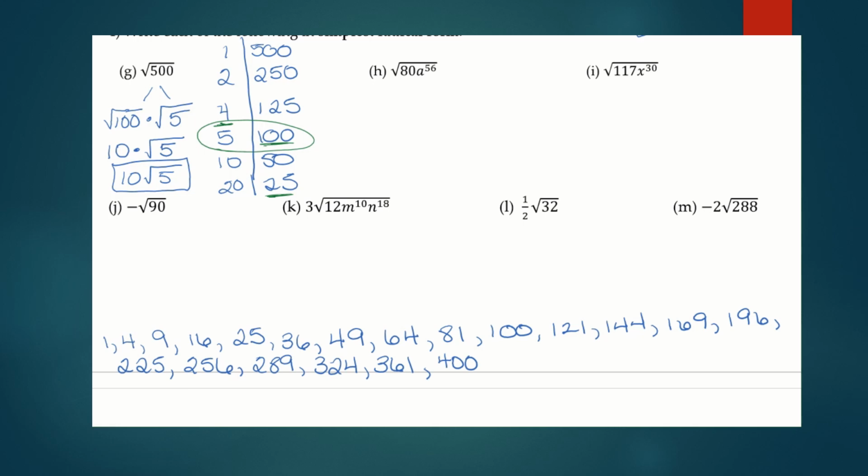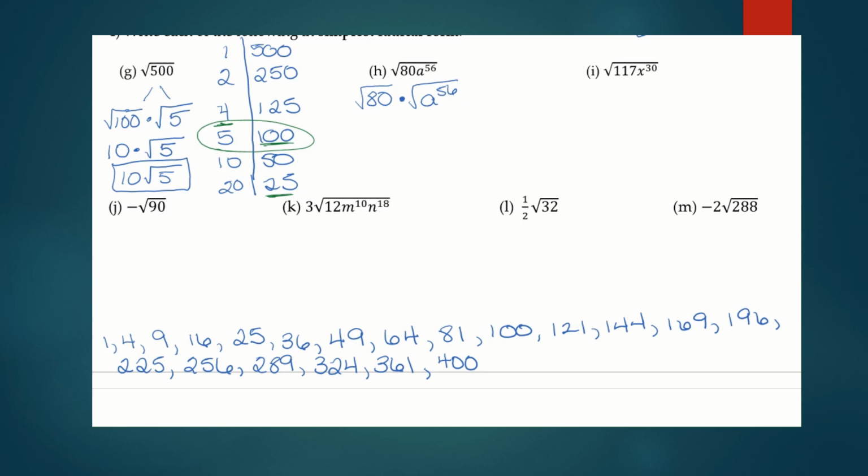All right, so looking at H, square root of 80 times a to the power of 56. So let's start. I'm going to break this apart a little bit, and I'm going to take the square root of 80 and put that underneath its own square root, multiplied by the square root of a to the 56th power. So right now I'm just separating all the multiplication that's taking place so that I can work with each term separately to see if I can simplify them each separately, and then we'll multiply them together at the end.